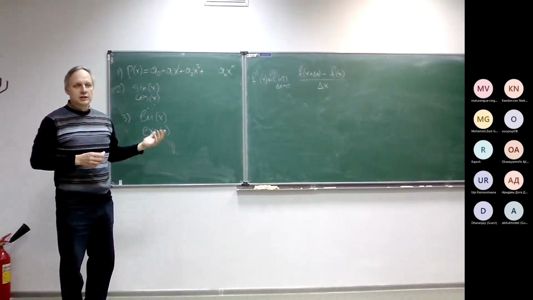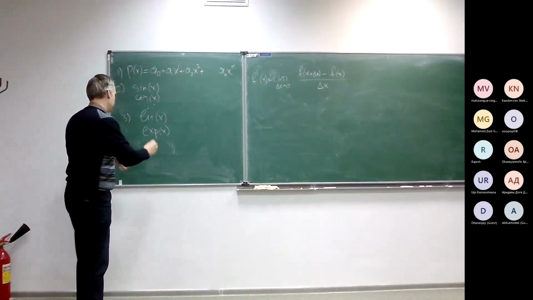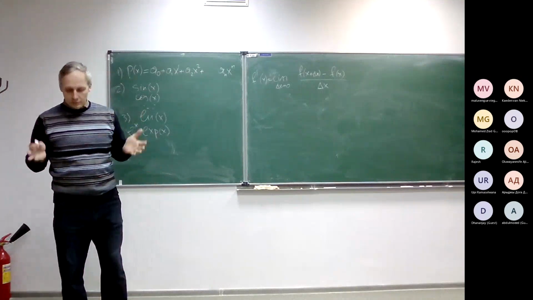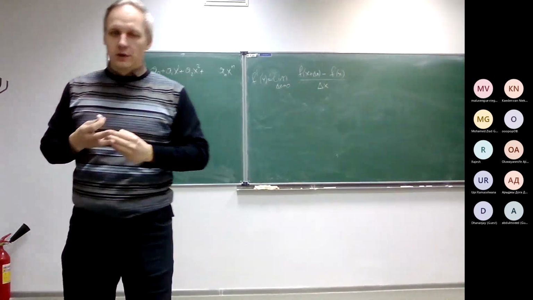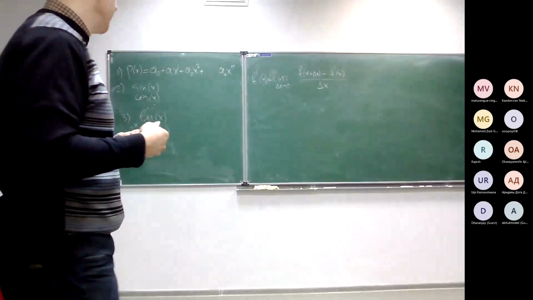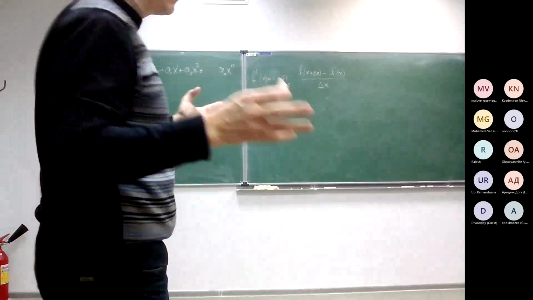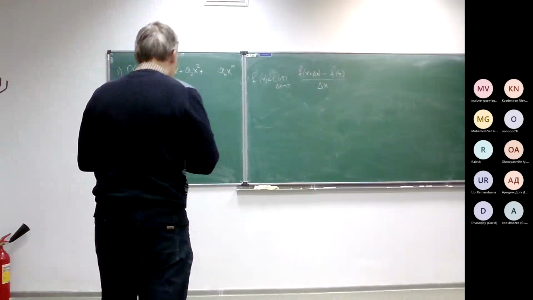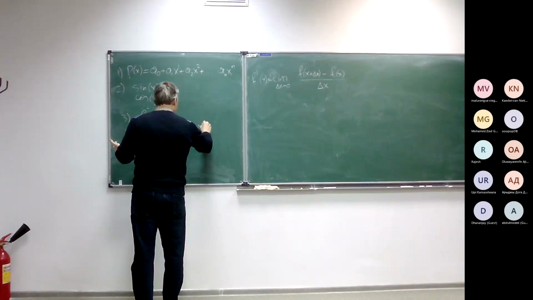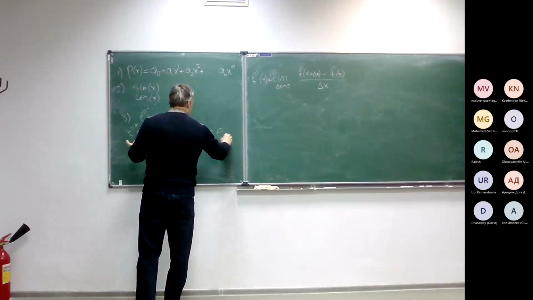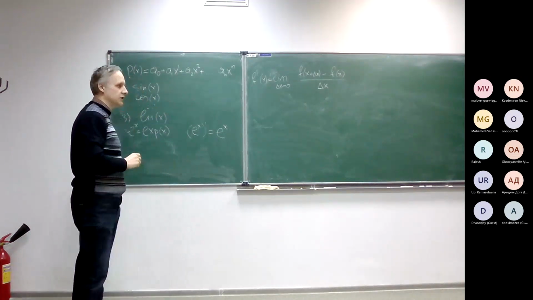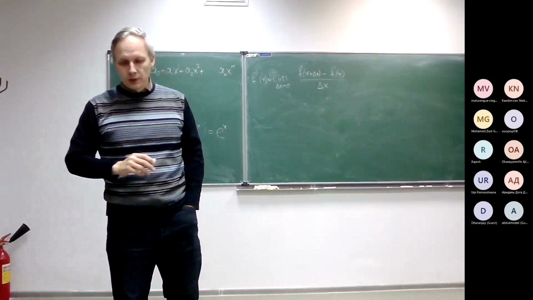Exponential function. What is the derivative of the exponential function? E to the power x. It doesn't change. The exponential function is a very good function from the point of view of mathematics, because its derivative doesn't change. (e^x)' equals e^x.